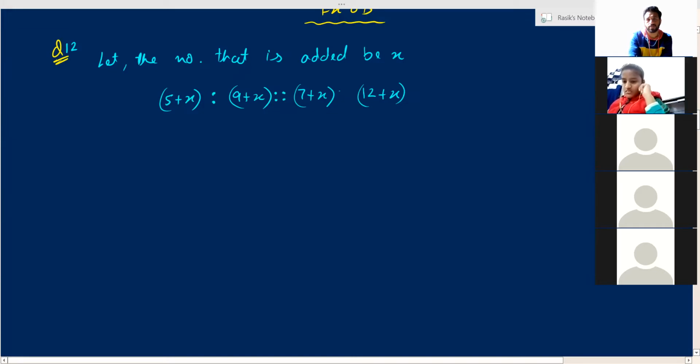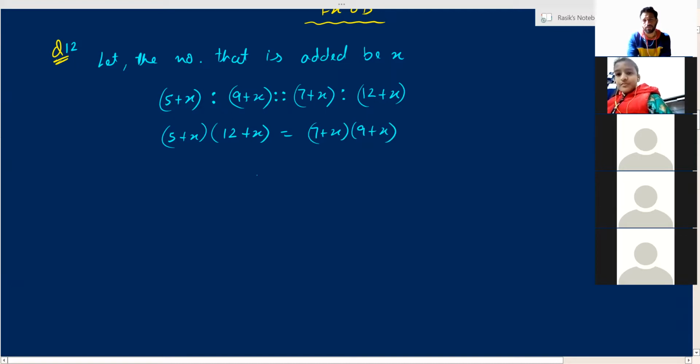So can we write like this? The first number is to the second number as the third number is to the fourth number. Clear or not? Yes, sir. So we can form an equation: 5 plus x, product of extremes, into 12 plus x equals the product of means, 7 plus x into 9 plus x. Find out the product. When you find the product, you will use the concepts that you have studied in the chapter algebraic expressions. So let's do it.